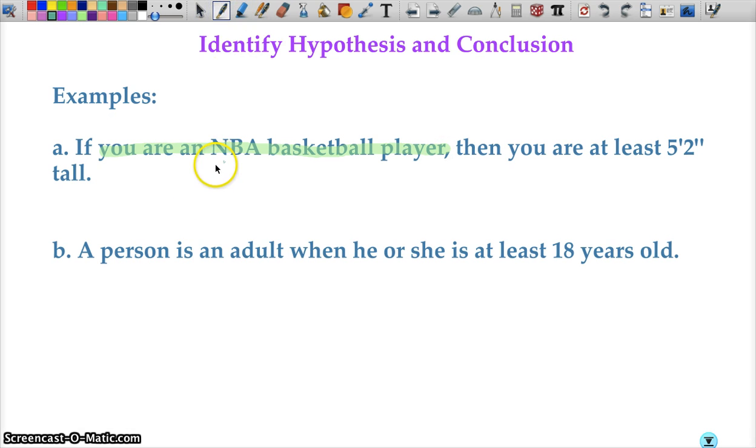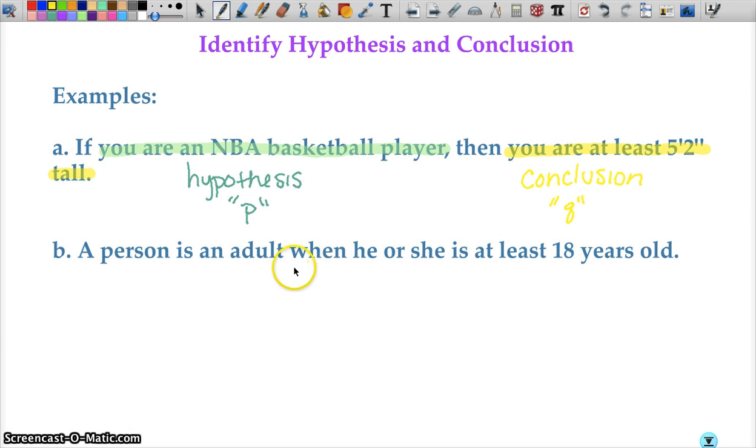That is your hypothesis. So there is your hypothesis. Or you could represent it by using the letter P. Then we have the word then, and we've got you are at least 5 feet 2 inches tall. Well, I'm going to go ahead and highlight that. And that part right there would be your conclusion. Okay, and then that would be your Q statement.